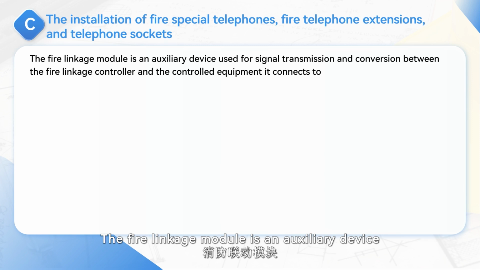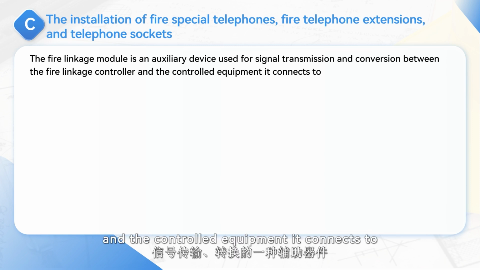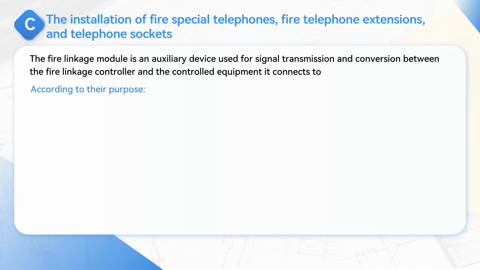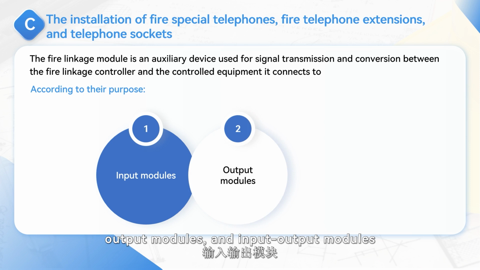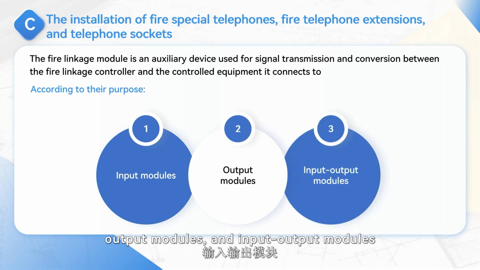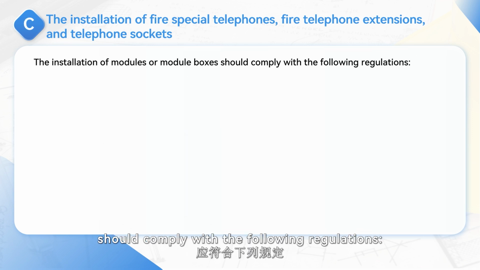The fire linkage module is an auxiliary device used for signal transmission and conversion between the fire linkage controller and the controlled equipment it connects to. According to their purpose, fire linkage modules are divided into input modules, output modules, and input-output modules. The installation of modules or module boxes should comply with the following regulations.